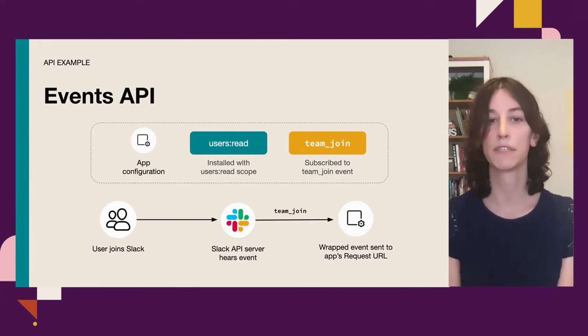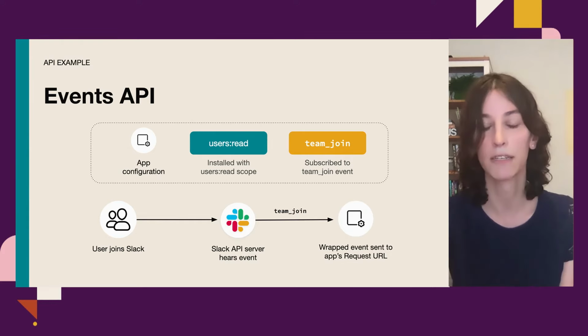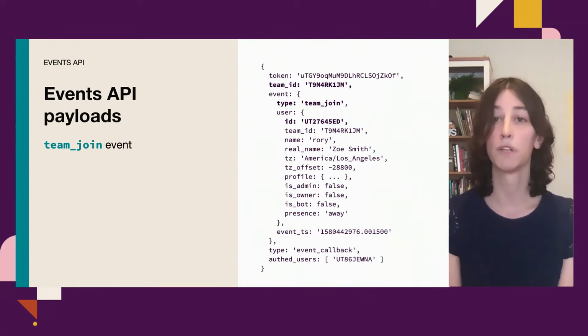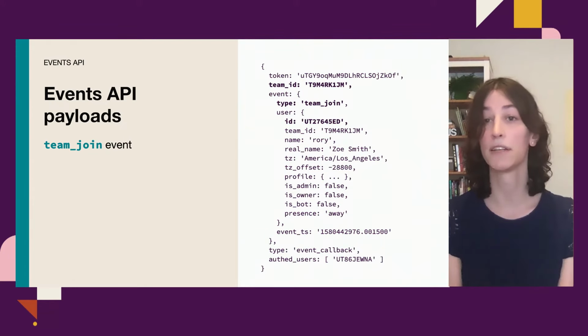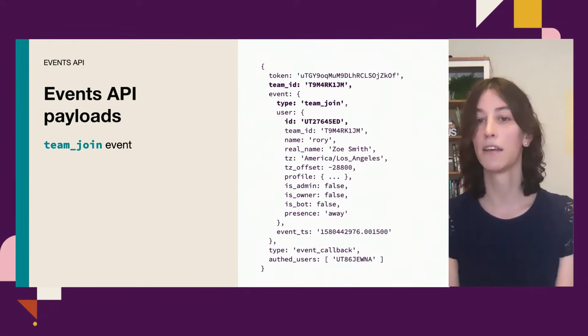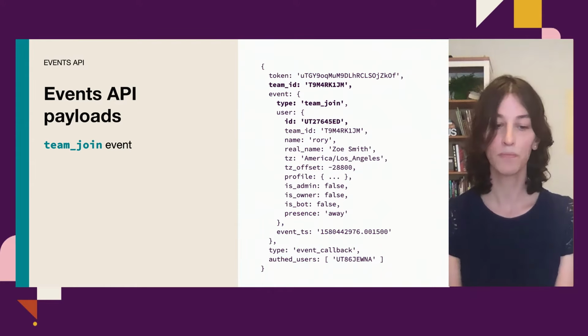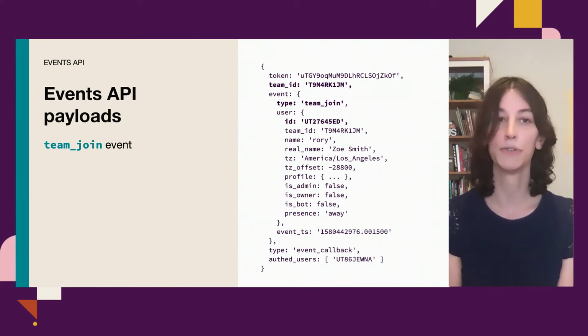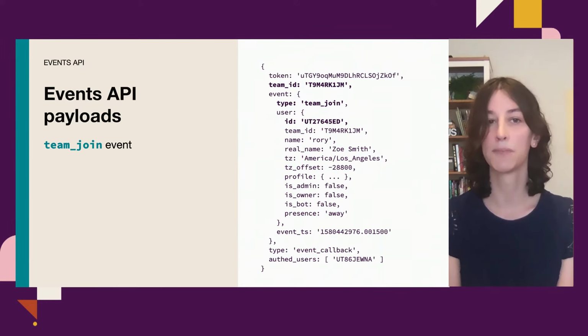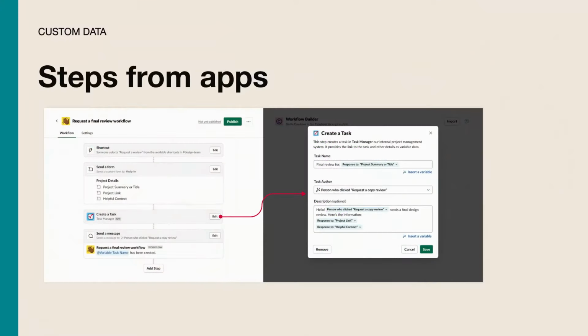After this app is installed on a team, when a user joins that team, Slack will hear that event and send your app a team join event. This is what that event will look like. There's information about the team, the type of event, and information about the user. Bolt uses the same common listener pattern that allows you to quickly listen and respond to these events happening in Slack workspaces.